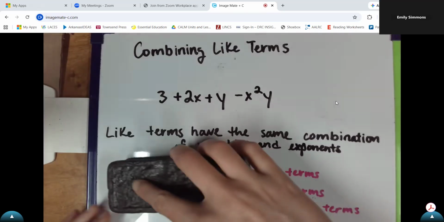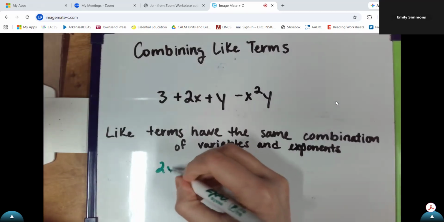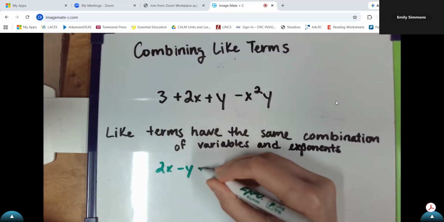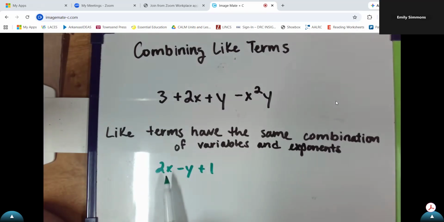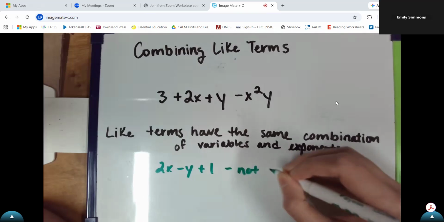And then let's look at some terms that are not like terms, so unlike terms. I've got 2x minus y plus 1. None of these three terms share a variable or exponent, or the combination of variables and exponents. So 2x has an x, y is a y, and the 1 doesn't have a variable at all. So these are not like terms.